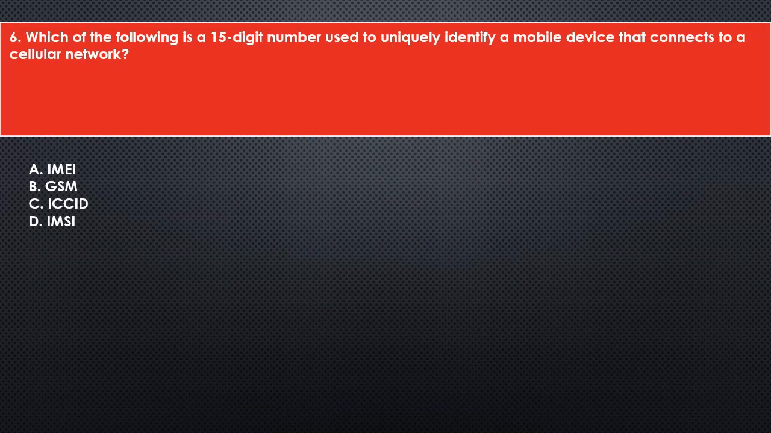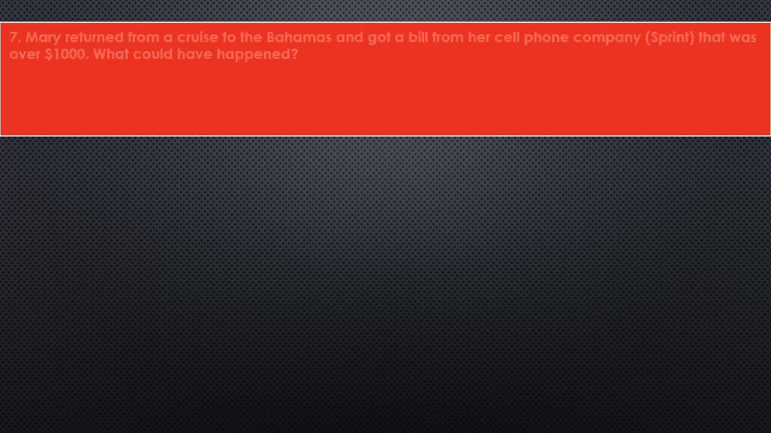6. Which of the following is a 15-digit number used to uniquely identify a mobile device that connects to a cellular network? A. IMEI. B. GSM. C. ICHID. D. IMSI. Answers: A. The International Mobile Equipment Identity, IMEI, number is a 15-digit number used to uniquely identify a mobile device, typically a smartphone or other device that connects to a cellular network.